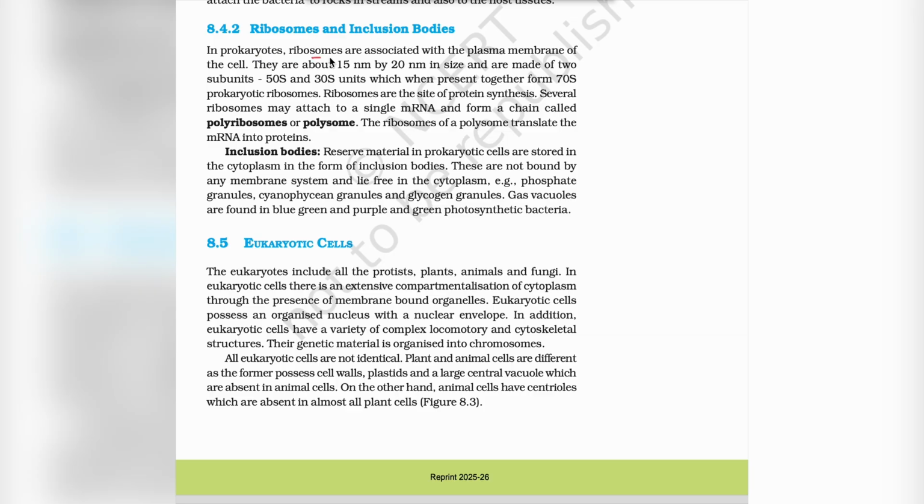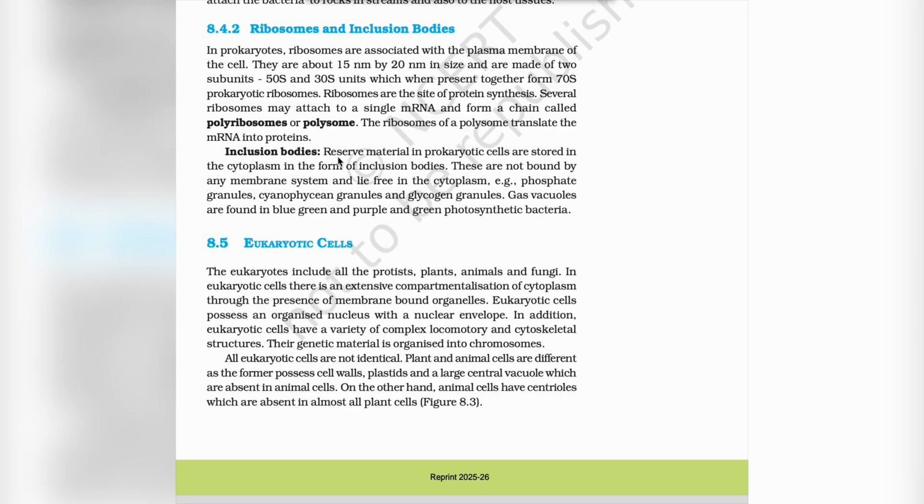In prokaryotes, ribosomes are associated with the plasma membrane of the cell. They are about 15 nanometer by 20 nanometer in size and are made up of two subunits, 50S and 30S units, which when present together form 70S prokaryotic ribosomes. Ribosomes are the site of protein synthesis. Several ribosomes may attach to a single mRNA and form a chain called polyribosomes or polysome. The ribosomes of a polysome translate the mRNA into proteins.